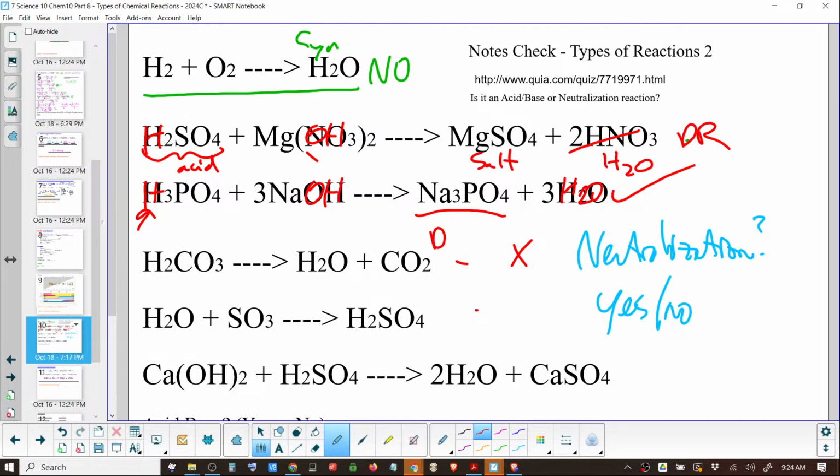Is this one acid base? Julian's? Oliver? No, why not? Yeah, the H2O is on the wrong side. It does have an acid, but it's on the wrong side. Next one.